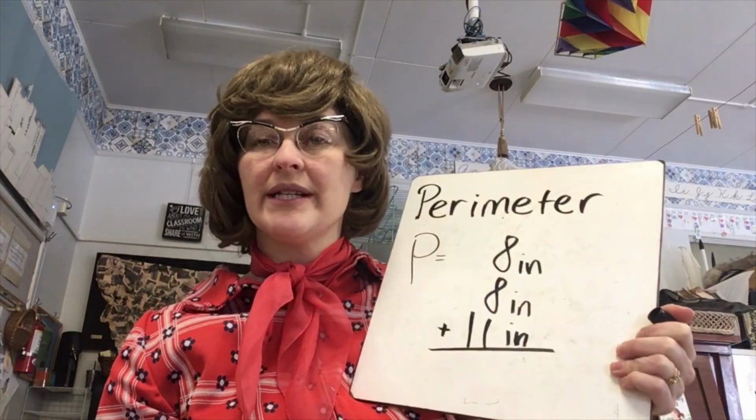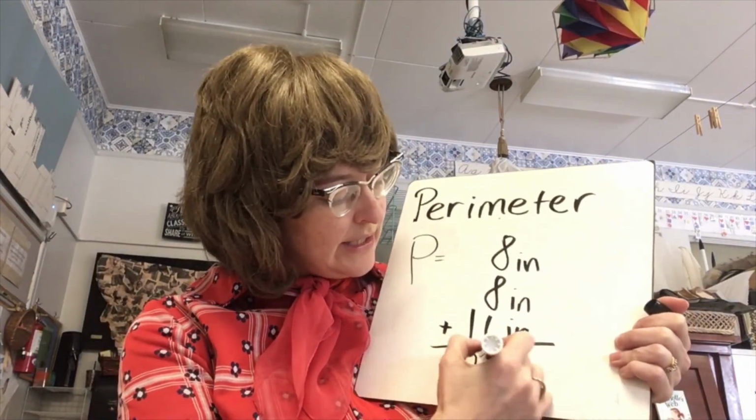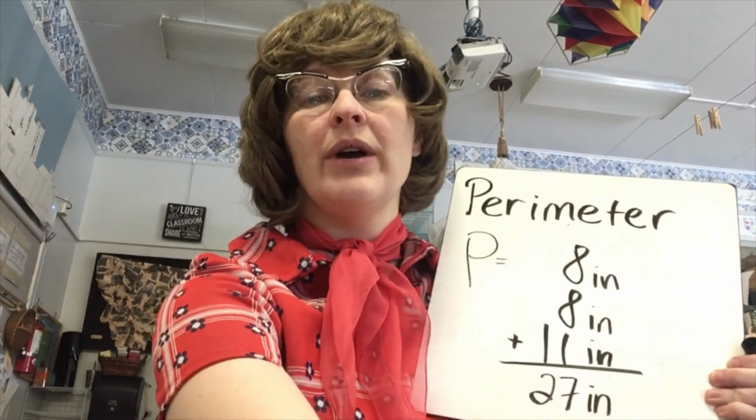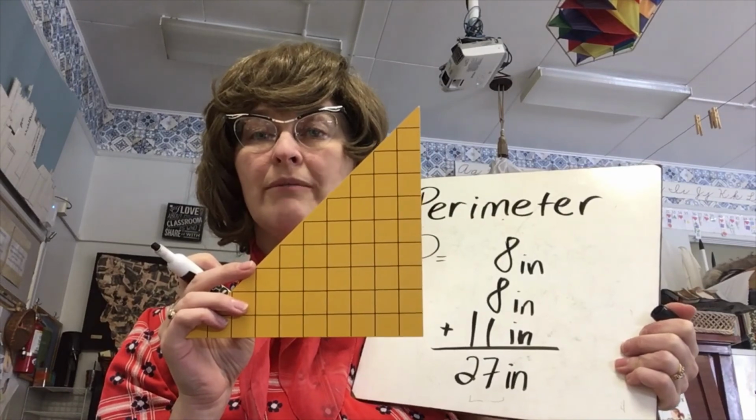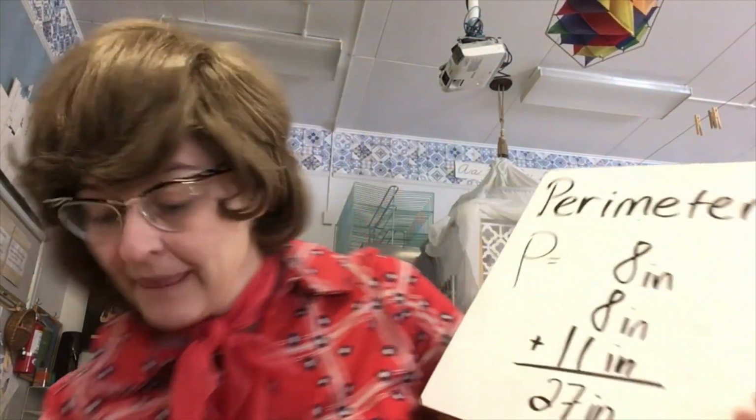Oh, 16 plus 11, I can do that one in my head, it's 27. So I can see 27 inches is going to be the perimeter measurement around the outside edge of that shape.